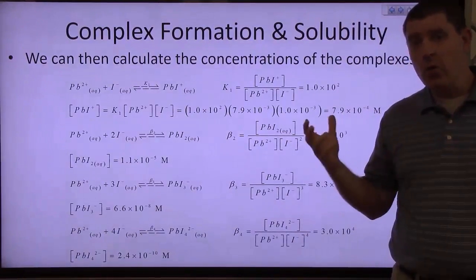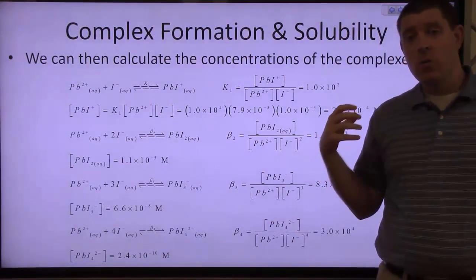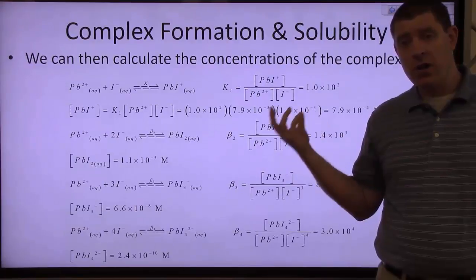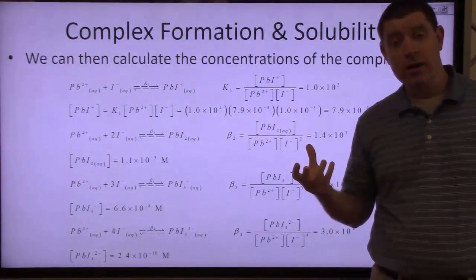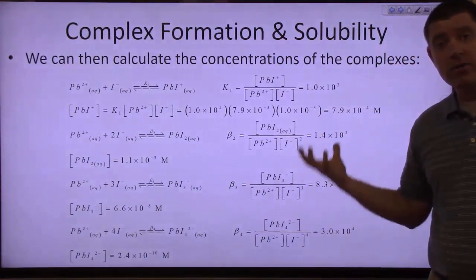And that percentage is only going to go up as we increase the concentration of our complexing agent, in this case, our iodide. If we had more iodide in solution, then we'd have more of each of our complexes in solution.